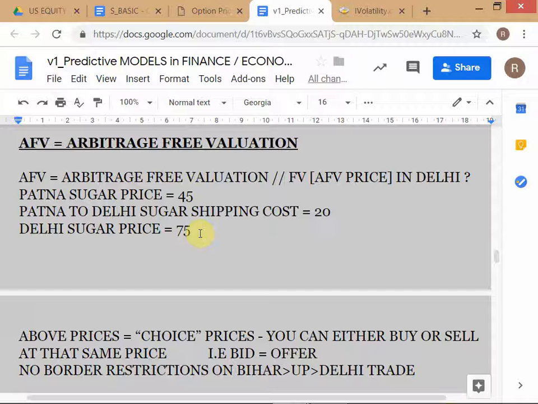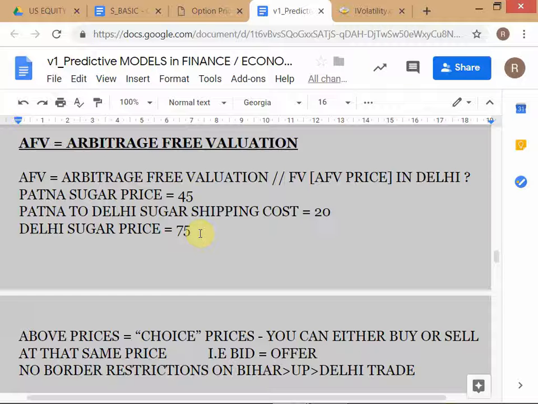So what we are trying to figure out: in this arbitrage-free valuation framework, you're always looking at two alternatives, and you'll be comparing the two. One alternative is to directly do the transaction in the Delhi sugar market, that is, directly buy or sell in Delhi sugar. You can do that.